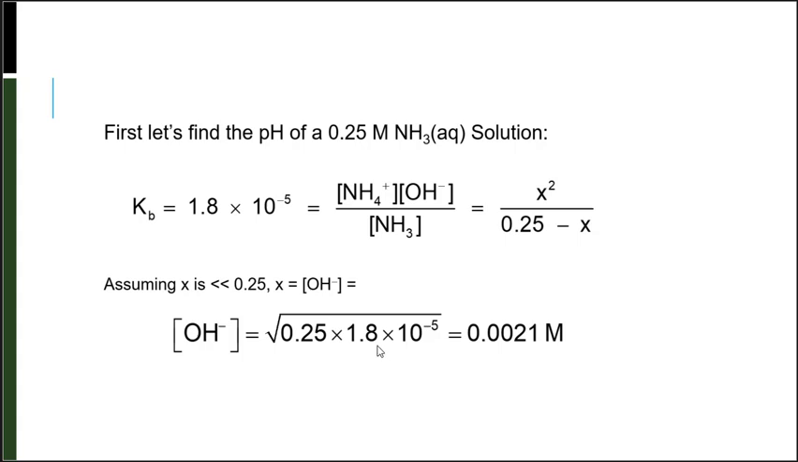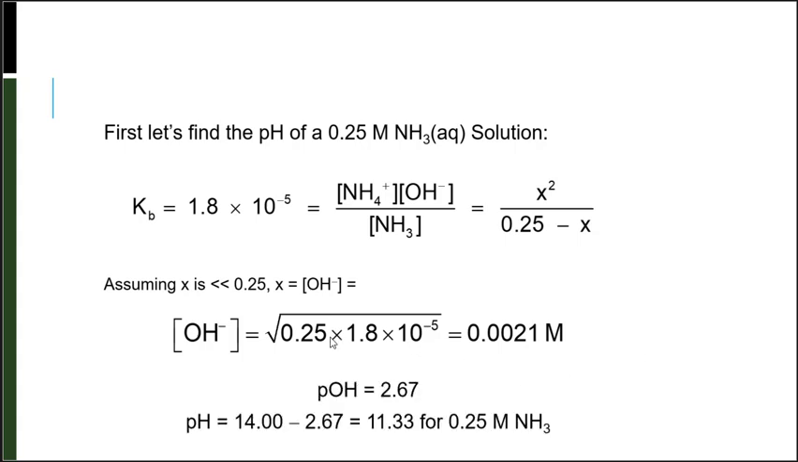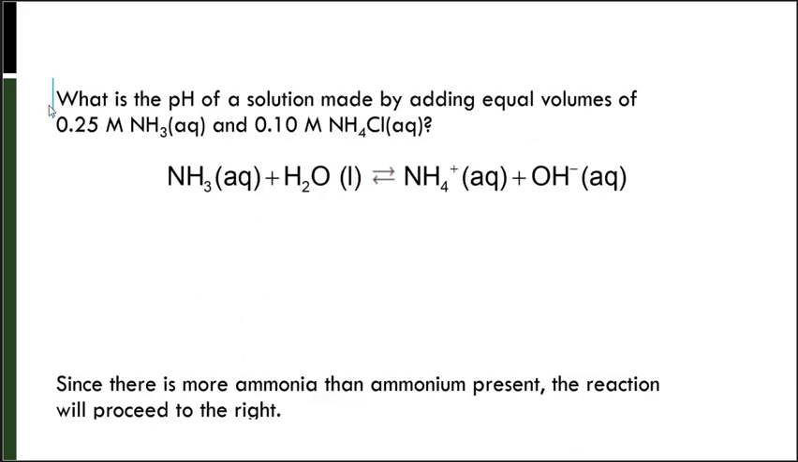If I took my Kb value and times it by 100, it is way less than that 0.25, so I can drop the minus X, do 0.25 times 1.8 times 10 to the negative 5, and then square root both sides to get a hydroxide ion concentration of 0.0021 molar. The negative log of that would give me the pOH, which is 2.67, and then the pH would be 14 minus that, so I got 11.33 for the pH of 0.25 molar NH3. Why don't you set this up?